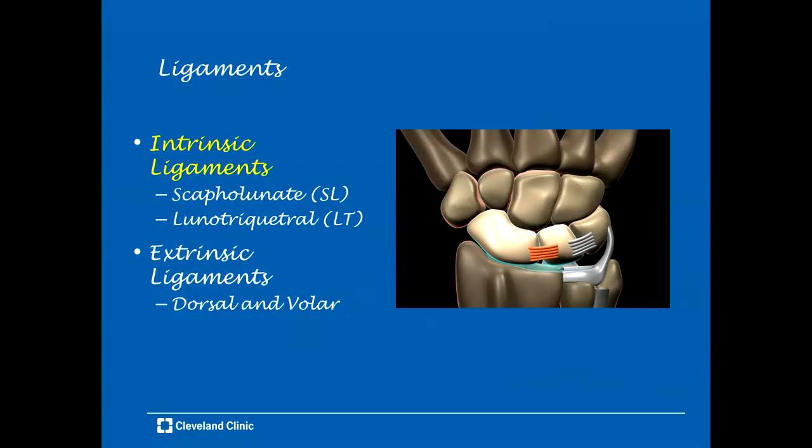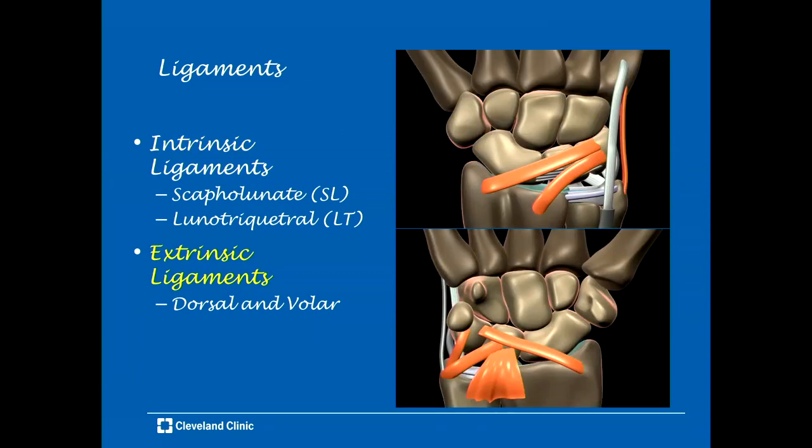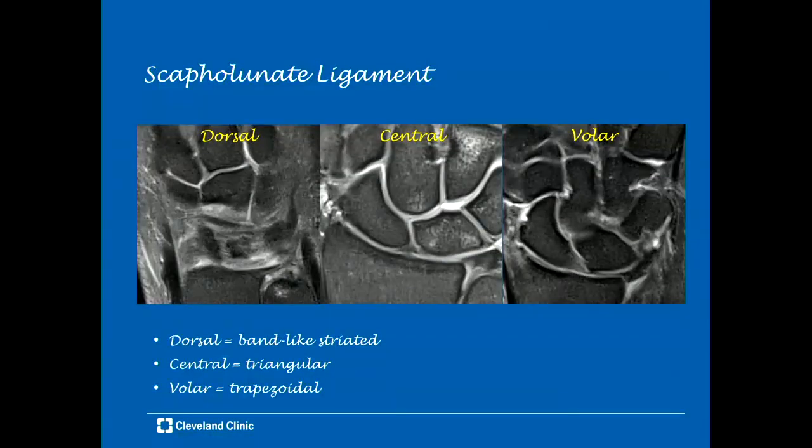MRI can also be very helpful to evaluate the ligaments around the wrist, and these are composed of the intrinsic ligaments, which are primarily the scapholunate and the lunotriquetral ligaments, as well as the extrinsic ligaments, which are located on both the dorsal and volar aspects of the wrist. The scapholunate ligament is one of the most important ligaments that we routinely evaluate on a wrist MRI, and it's composed of three different components.